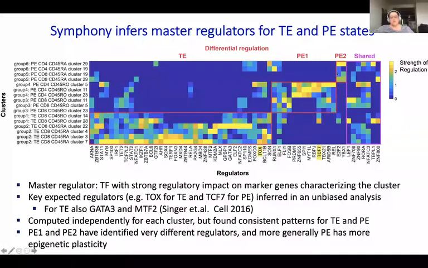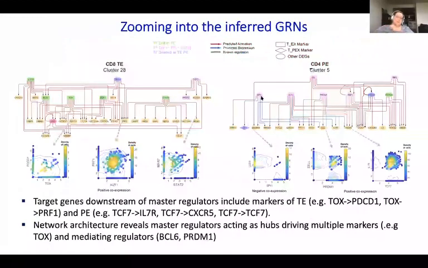And one of the things that we found is, again, we found two different PE clusters that are driven by two different regulators. Zooming in, we could actually zoom into each to see what are the regulatory networks that we see for each of these clusters. You could see the correlation and the covariate structures underlying each of these edges.